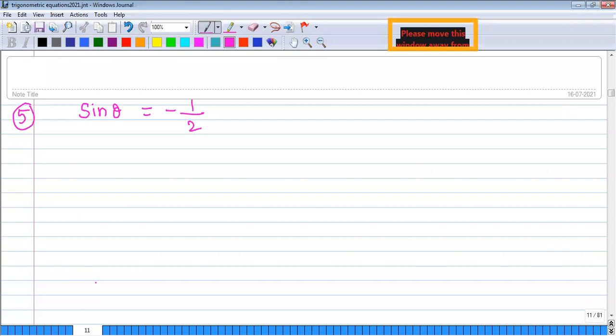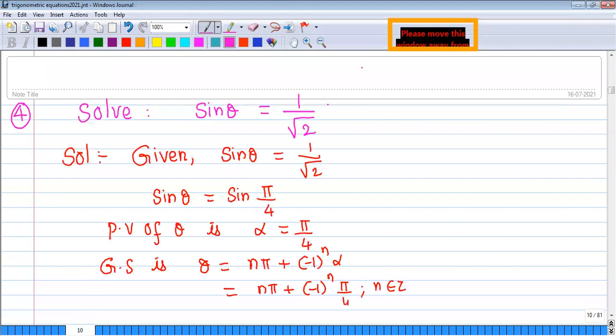Right. Sir, what is the question? N pi plus minus 1 whole power n of minus pi by 6. Alpha is equal to minus pi by 6, sir. Yes, because it should lie between minus pi by 2 and pi by 2. That's why you need to take the negative sign.